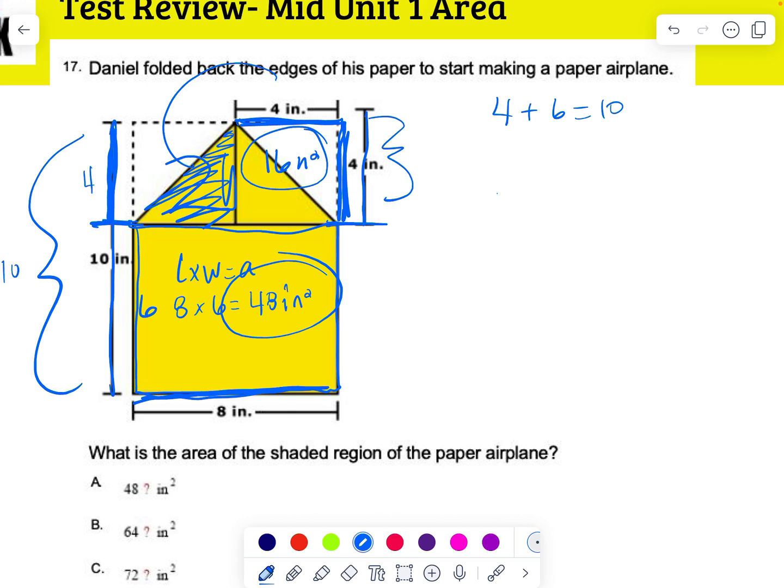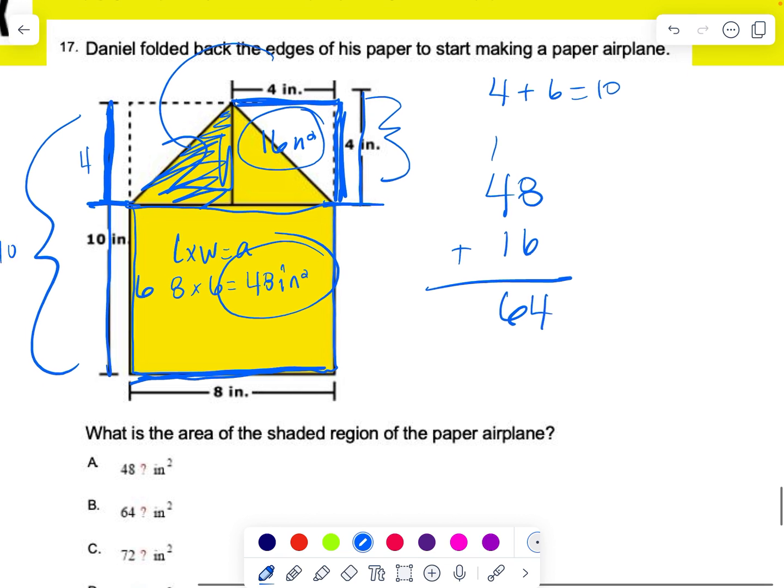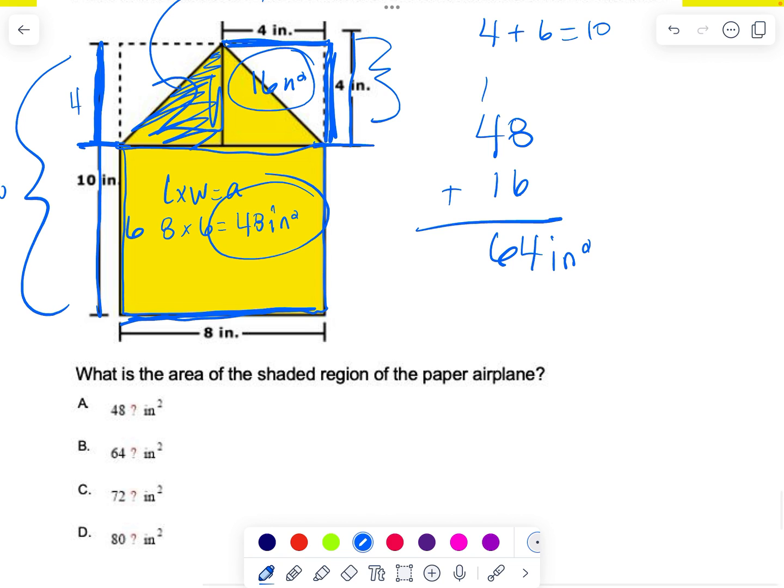So I have to add those together. 48 plus 16. That's going to be 14, carry the 1, 64. So that's going to be 64 inches squared right there. That's the answer for this one.